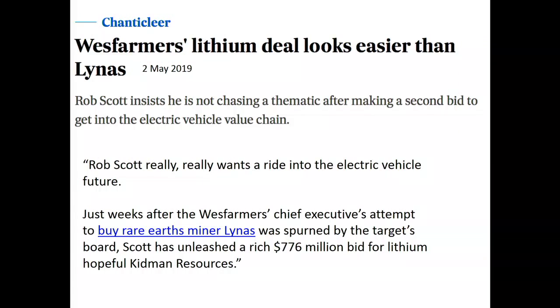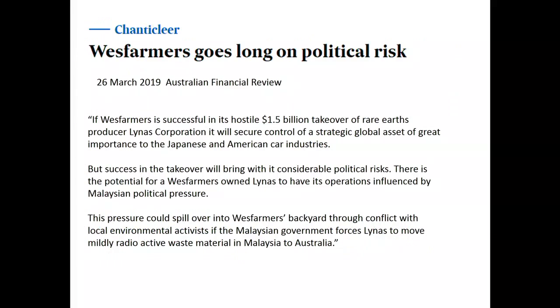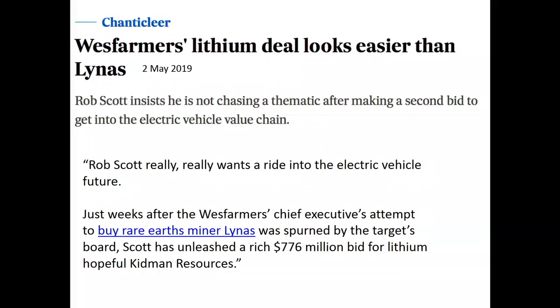On the other hand, you have Wesfarmers making a bid for Kidman Resources on the basis of Kidman's lithium resources. So you have two different points of view. So it's okay in your assignment to have a great deal of uncertainty. It's almost always the case that where there's great value, there will be uncertainty. If everyone knew the right answer, then of course that would be reflected in the share price.